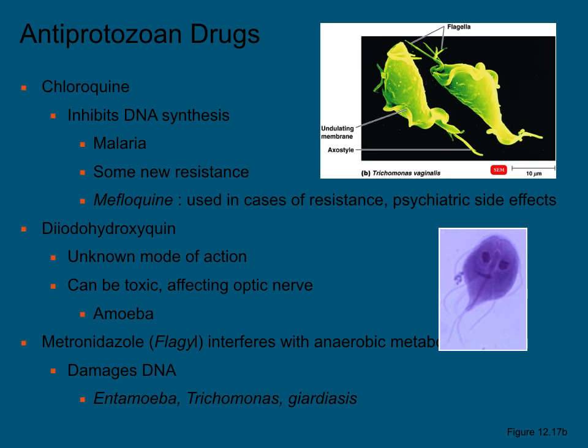The one that's most common that you will probably hear the most about is Flagyl. Flagyl interferes with anaerobic metabolism and causes damage to the DNA, and it's used against Giardia, which is pretty common in Florida, Trichomonas, and Entamoeba. The chloroquines and the dihydroxyquins are oftentimes used for amoebic infections, and chloroquine is used in malaria. There is a lot of resistance by Plasmodium to chloroquine, and they now use mefloquine, which is used when the malaria the patient has is resistant to traditional treatments, but it has to be administered very carefully because it can cause some mental side effects, or what they call psychiatric type side effects.